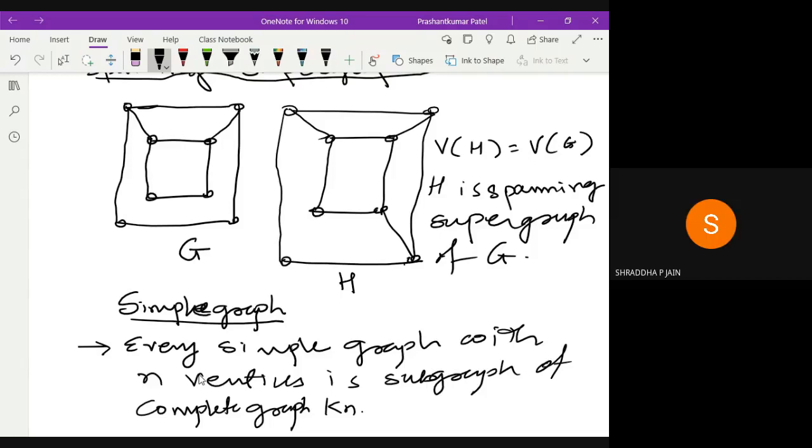Yes, sir. Because a complete graph is a graph in which every vertex is connected to every other vertex. That is known as a complete graph. If it has n vertices, whatever graph you draw, all of them are a subgraph of Kn, the complete graph.